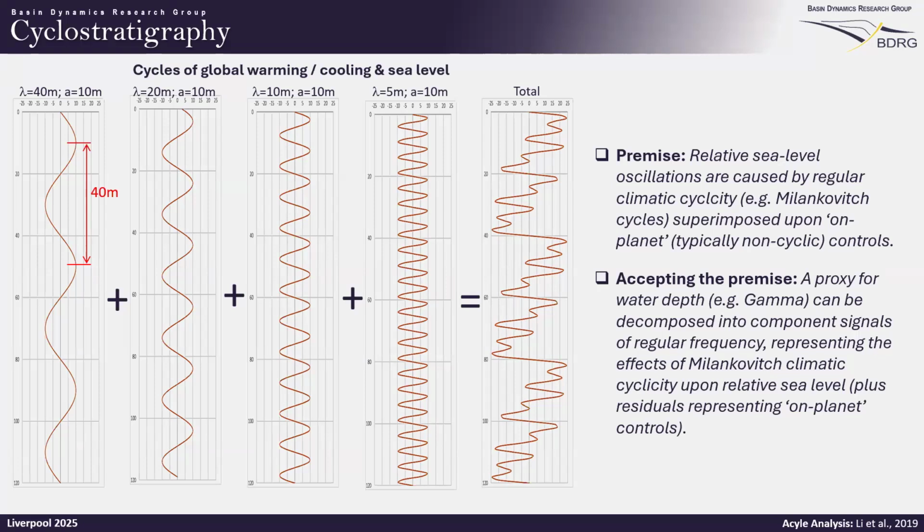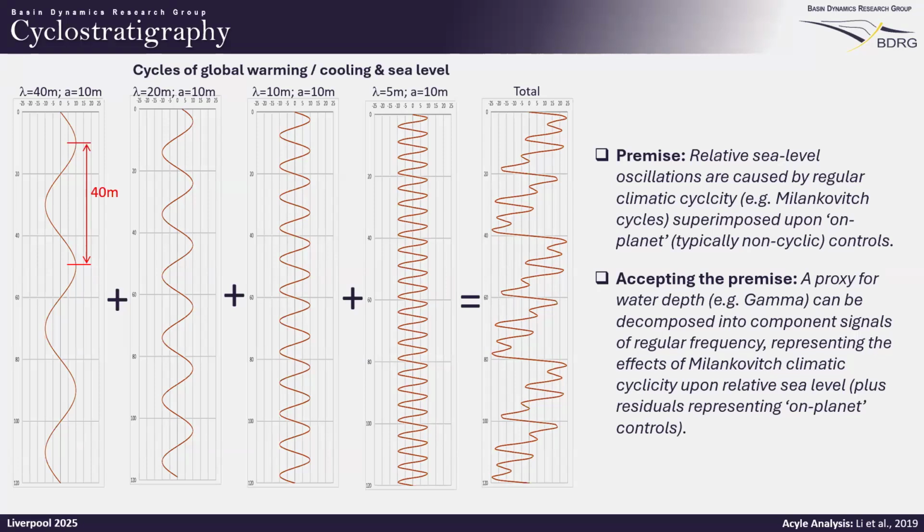So this is made up here just to show the point for anybody who's not familiar, but essentially we've got a 40-meter wavelength oscillation there, a 20-meter wavelength oscillation there, 10-meter wavelength, 5-meter wavelength. And if you add them all together, if they're all happening at the same time, this would be the result. And that's what the gamma tool records, essentially that.